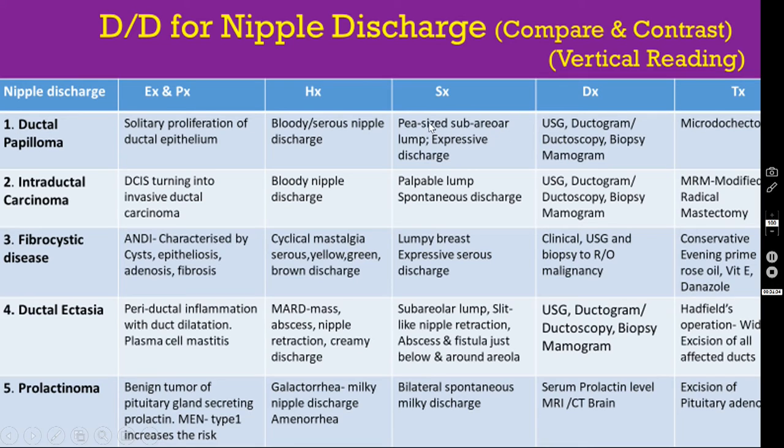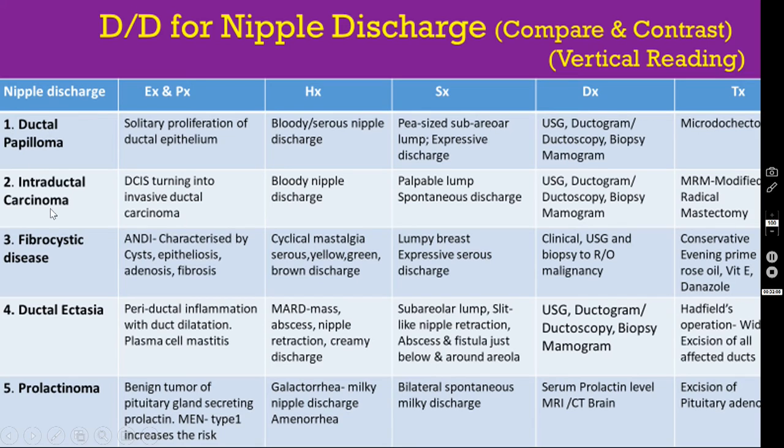What is the sign? A pea-sized subareolar lump may be there. It is not spontaneous discharge. Usually you have to press and it will come, but sometimes it can come spontaneously also. And what is the diagnostic investigation you should do? You can do ultrasound or mammogram, and you can also do ductogram and ductoscopy, and you must do an excision, that is the treatment, microductectomy, and you have to subject the specimen for biopsy.